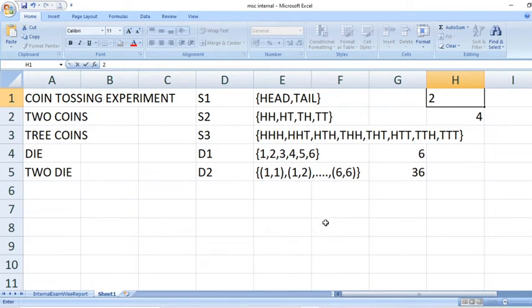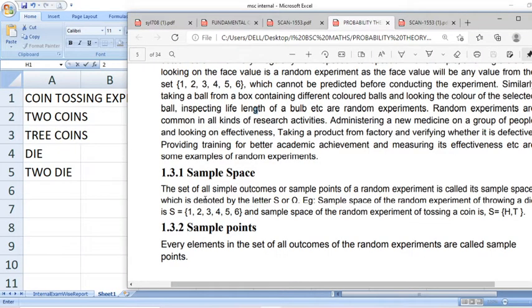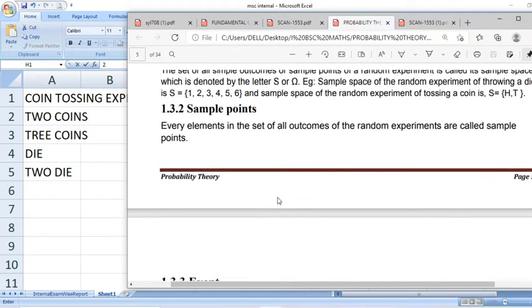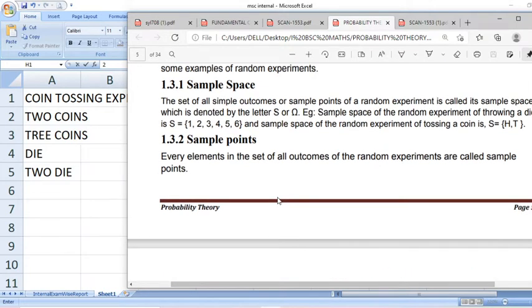So these are examples of sample space. The set of all possible outcomes of a random experiment is called a sample space, and each particular outcome is called a sample point. Every element in the set of all outcomes of a random experiment is called a sample point. Two things: first sample space, second sample point. So a particular outcome is called a sample point. Set of all possible outcomes is called sample space.